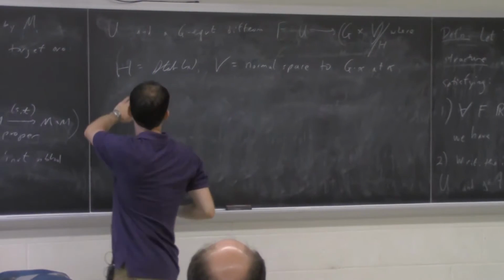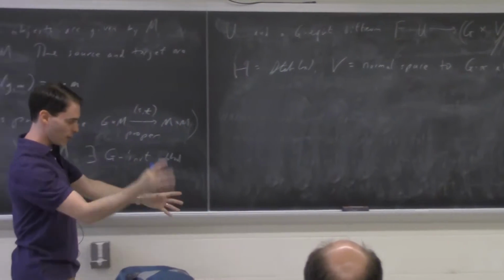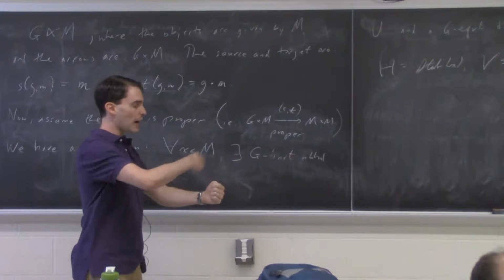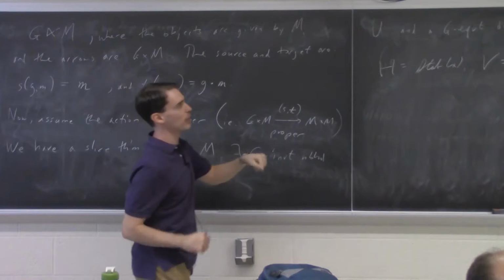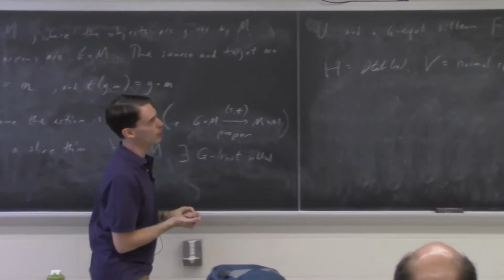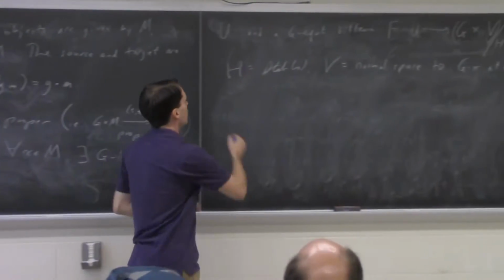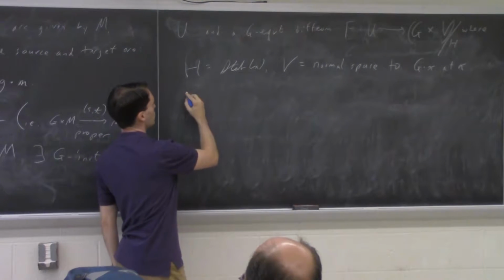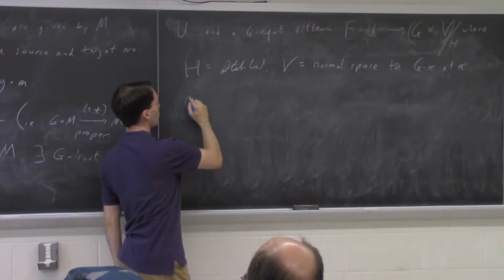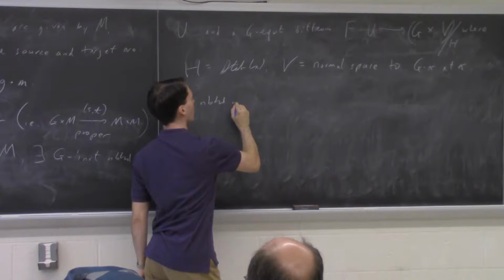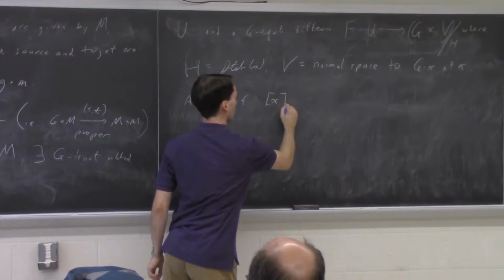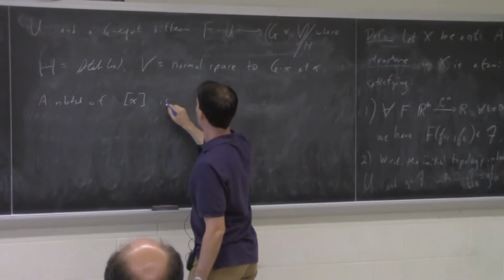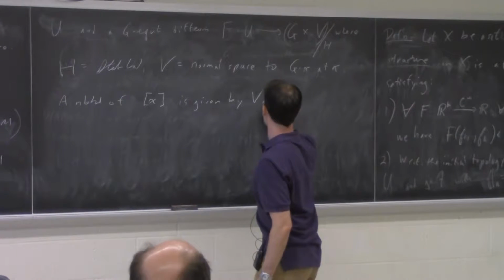So it turns out H actually acts on this. If you have a group action, H is the stabilizer of x, so it fixes x, but it'll act all around it, and then using linear approximations, you can imagine it acting on the normal space to the orbit. So this is the slice theorem. And what we get is that a neighborhood of the equivalence class of x is given by V mod H.